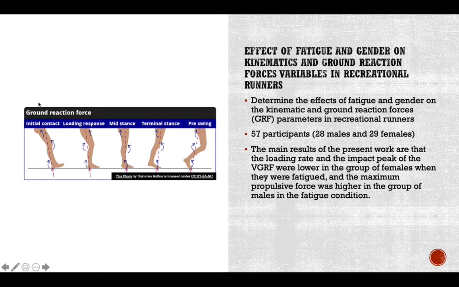The main results of this study were that the loading rate and the impact peak were lower in the group of females, and the propulsive force was higher in the group of males in the fatigue conditions.